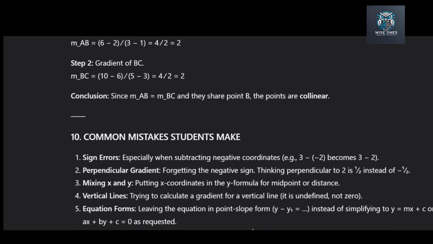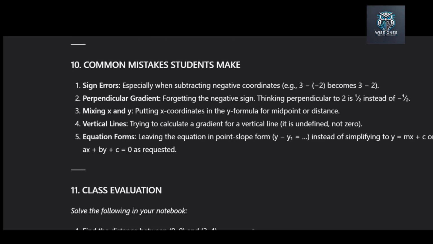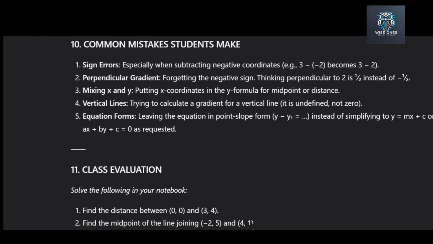Section 10, mistake number 1, sign errors, especially when subtracting negative coordinates. For example, 3 minus negative 2 becomes 3 minus 2. Correction, 3 minus negative 2 becomes 3 plus 2. Always use brackets.